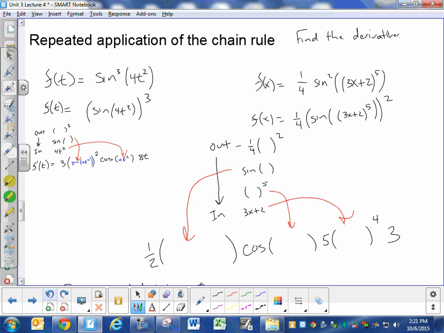If I want to show it, this is what it would look like. 1/2 sine, not sine squared, sine of (3x plus 2) to the 5th. The cosine would be of just 3x plus 2. No, it'd be (3x plus 2) to the 5th. And then this would be the 3x plus 2. Okay? You work outside in, no big deal. That's fine.